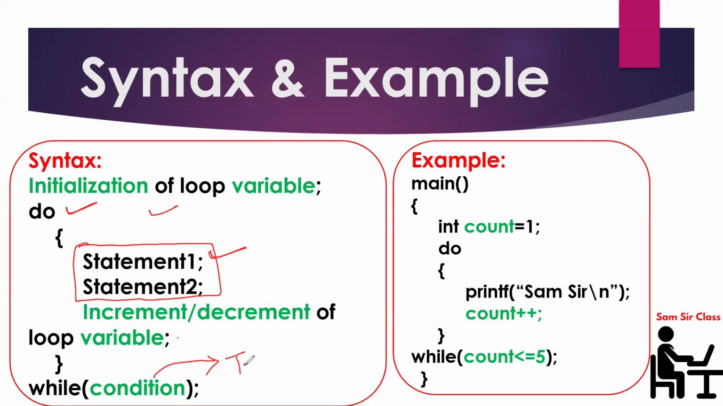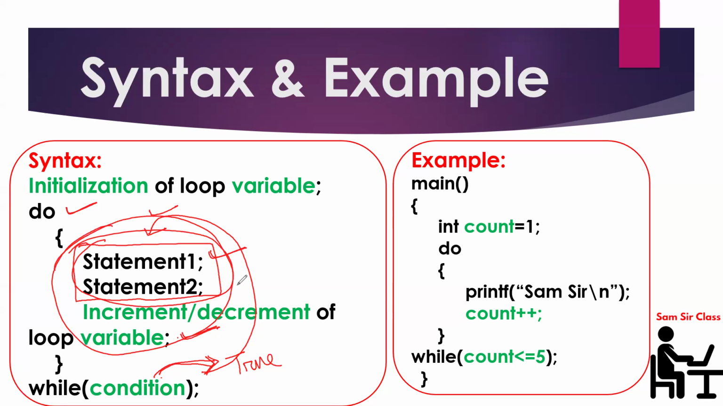If the condition becomes true, the control will again go to the block of do. It will execute the statements again, do the increment or decrement of the loop variable, and after that, again check the condition. That means as long as the condition of while is true, the block of do will execute. This is what is known as do while. When the condition becomes false, it will never go again to the do block. It will go out of the while block.